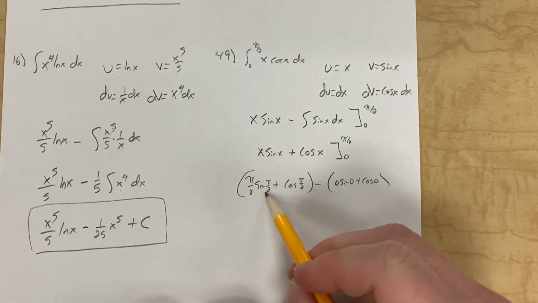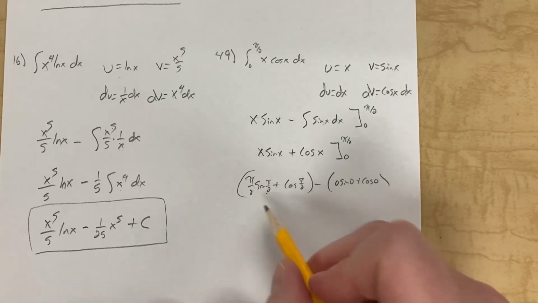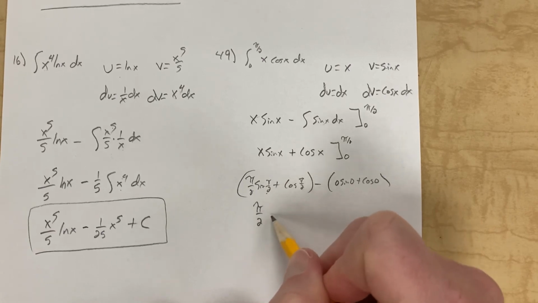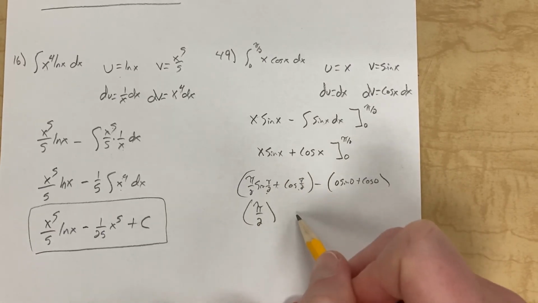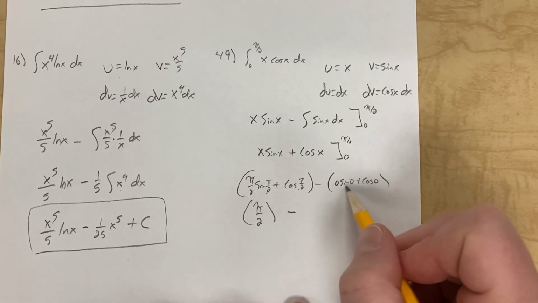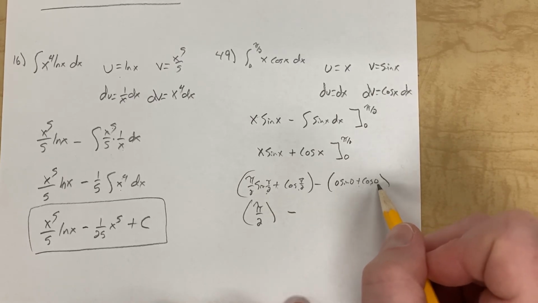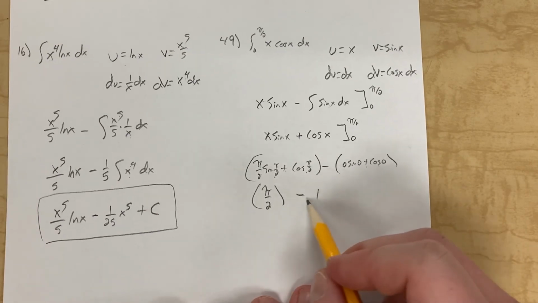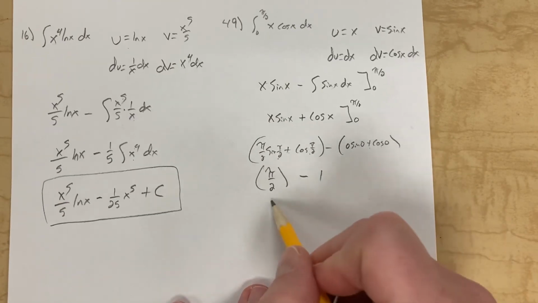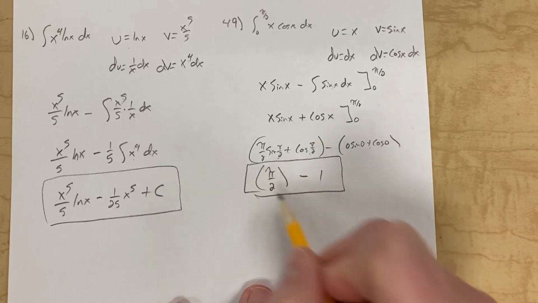Okay? So sine of pi over 2 is 1. So this is going to be pi over 2 plus cosine pi over 2 is 0. So this is just pi over 2 minus 0 plus cosine 0. The cosine of 0 is 1. So I get pi over 2 minus 1. All right. That's fine. That's our answer.